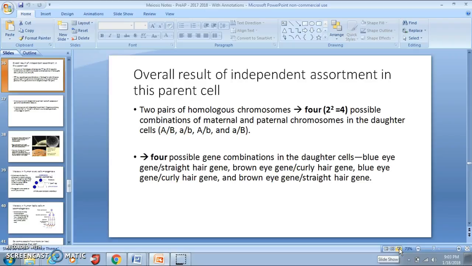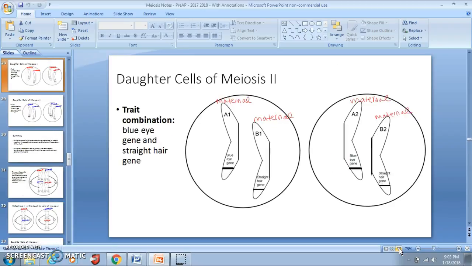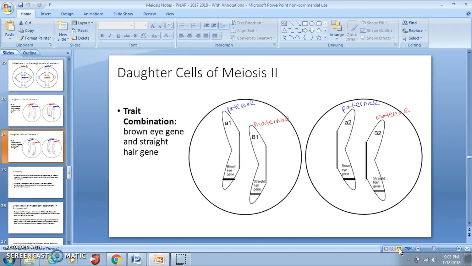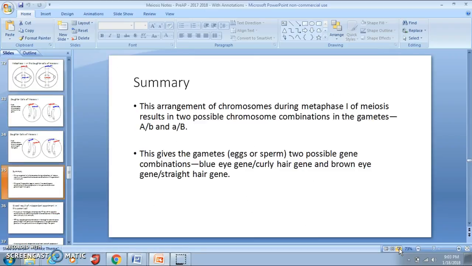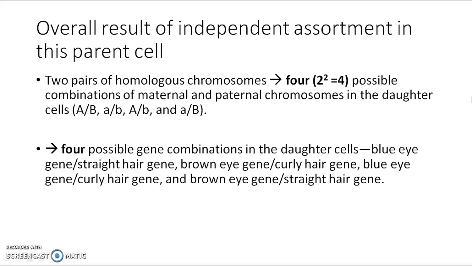In the last video, we finished up by talking about possible ways that maternal and paternal chromosomes can line up along the metaphase plate during meiosis 1 to create different combinations of maternal and paternal chromosomes and also different combinations of genes in the final daughter cells. So the overall result of independent assortment in that particular parent cell we were looking at were 4 possible combinations of maternal and paternal chromosomes in the daughter cells.